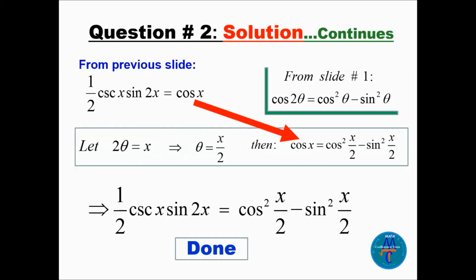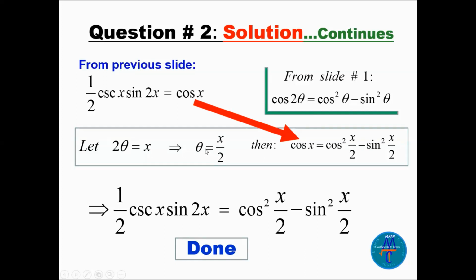Okay. Now, I will change the variable. I will say let this 2 theta, I will call it x. I can change the variables in mathematics. You can change the variable anytime you like. So we say let 2 theta be equal to x. It's okay. Now divide by 2.